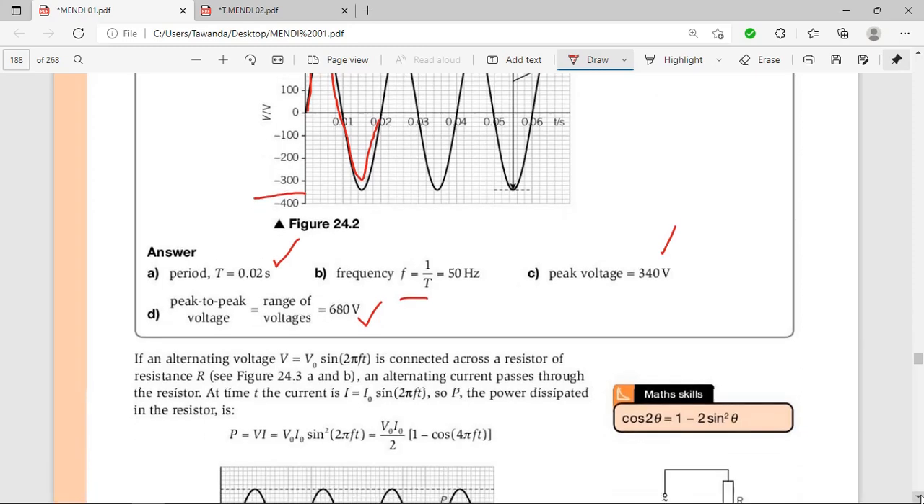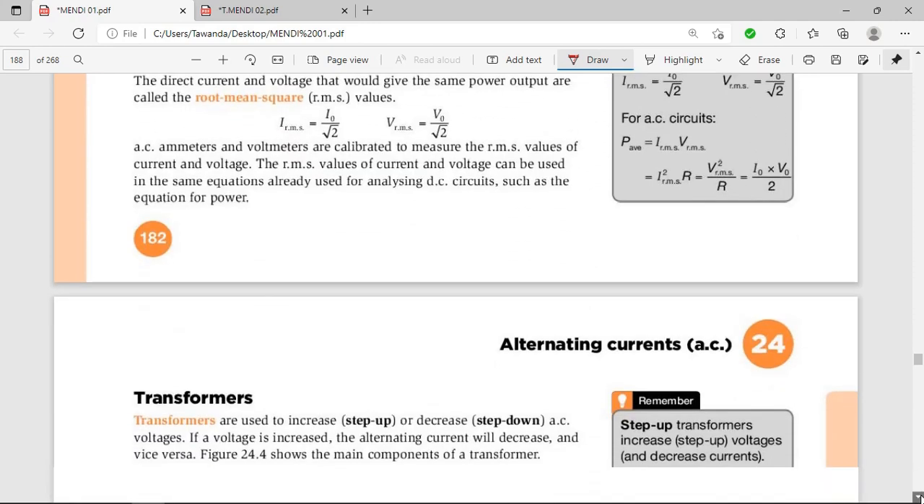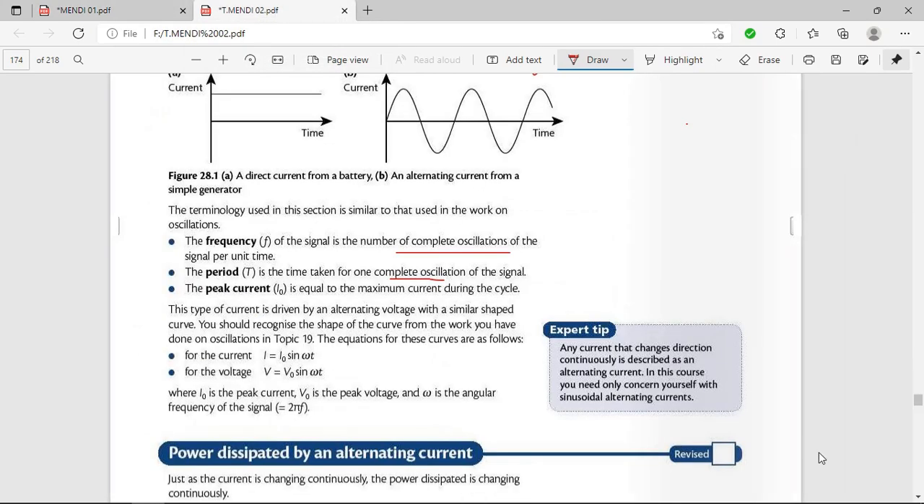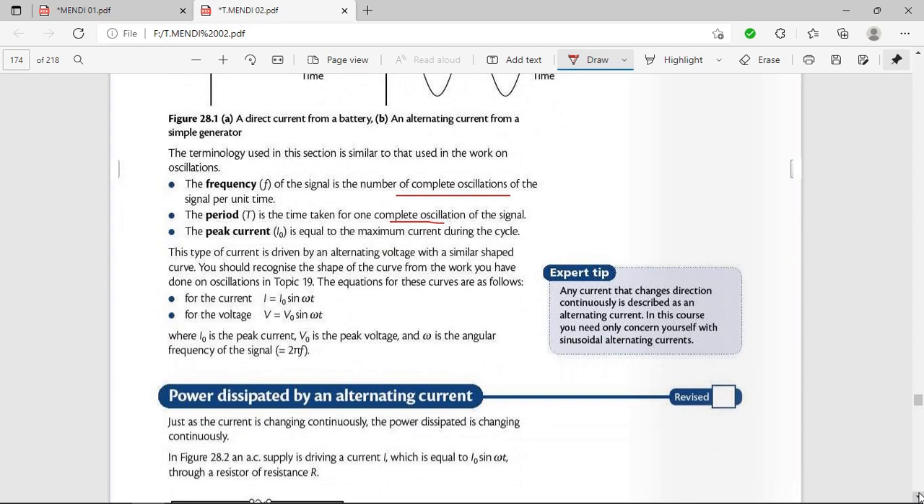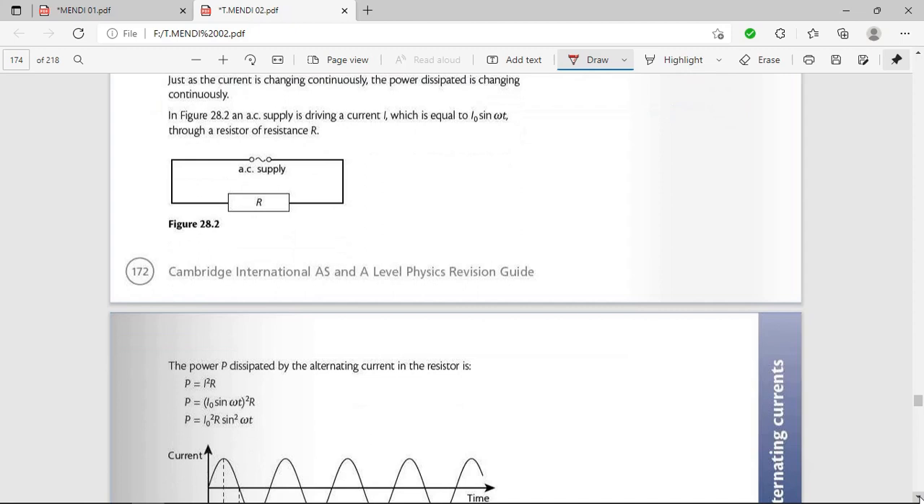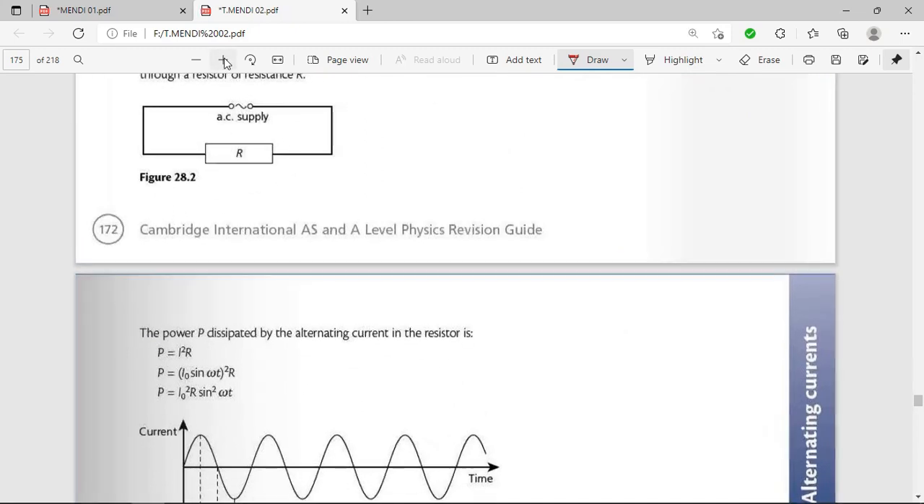So as you can see from our diagrams here, before we move on to the transformers, if you want to look at power dissipated by an AC current in a resistor, remember that power is equal to I squared R.